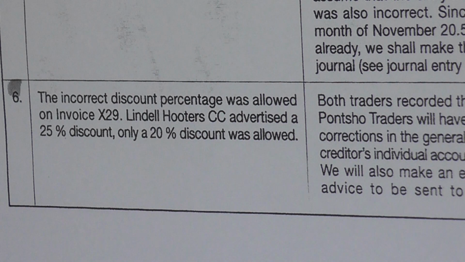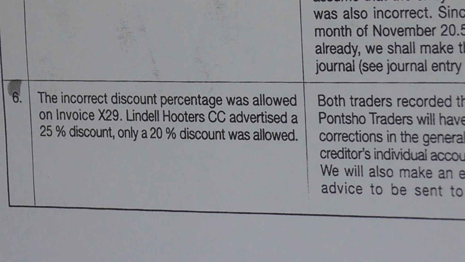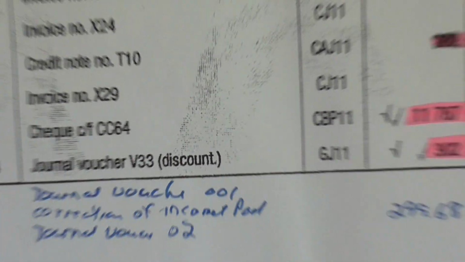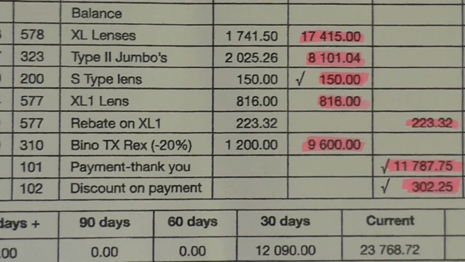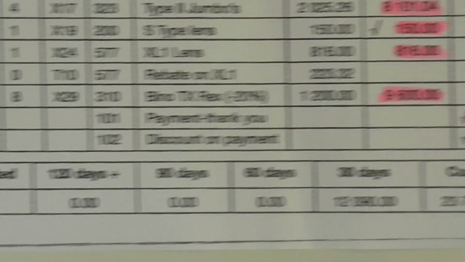So if you're looking at that, who made the mistake? We both made the mistake, so both of us have to fix that. Okay, so let's read it again. The incorrect discount percentage was allowed on invoice X29. Lindell Hooters advertised a 25% discount and only a 20% discount was allowed. Okay, so let's first go see. That is X29, the amount of 9600. And as you can see, both of us made those entries at 9600.